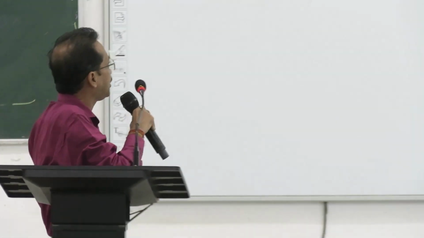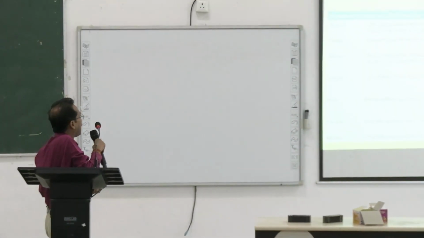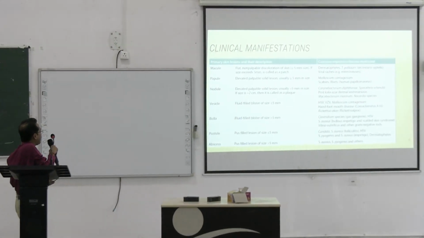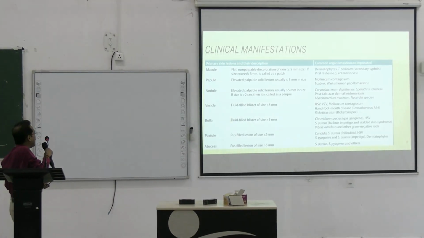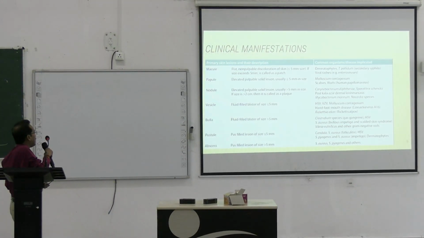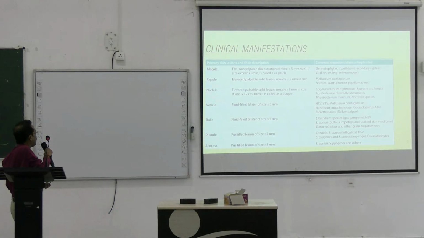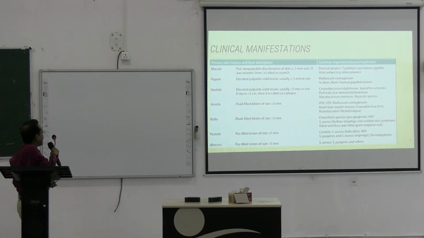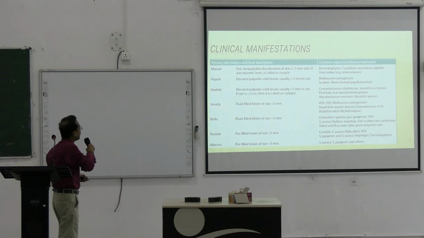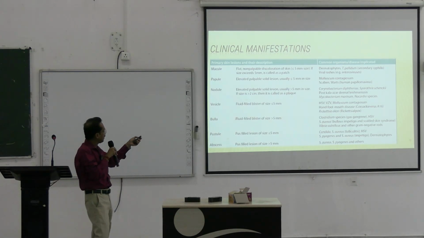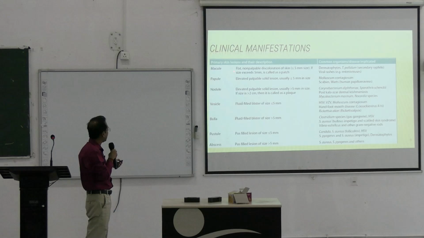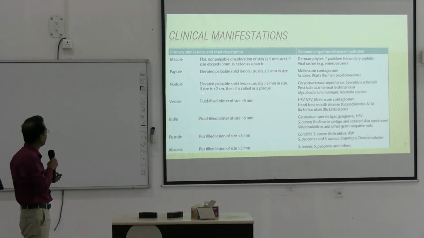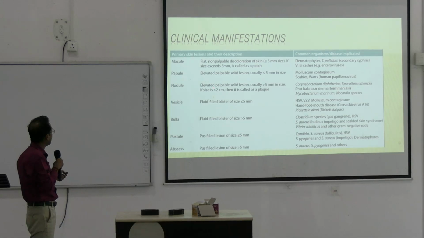So these are some skin lesions. Macule, papule. Macule is flat and non-palpable but less than 5 mm. Papule is elevated and less than 5 mm. What is nodule? Elevated and more than 5. Vesicle, fluid filled blister; bulla, fluid filled blister more than 5 mm. The size is important. If it is less than 5 and there is no elevation, then it could be a macule. If there is elevation, it is a papule, less than 5.